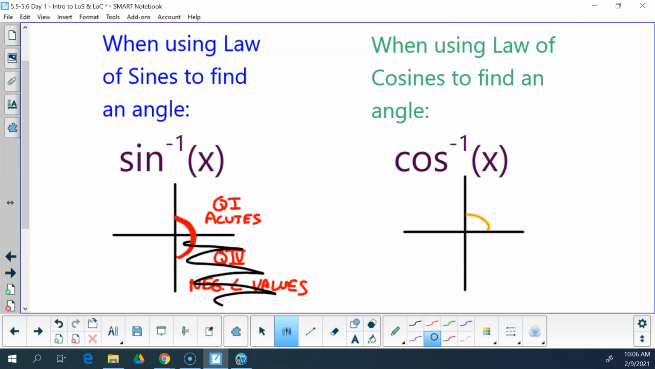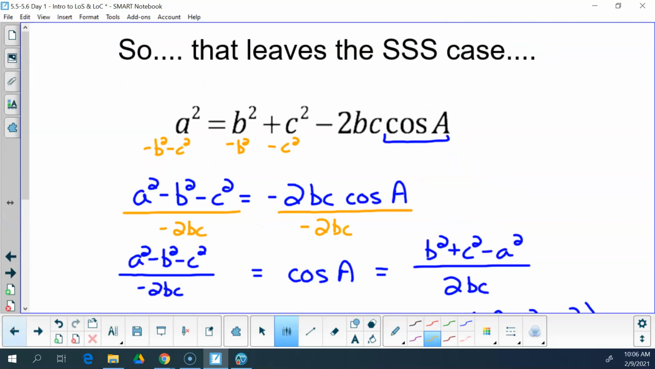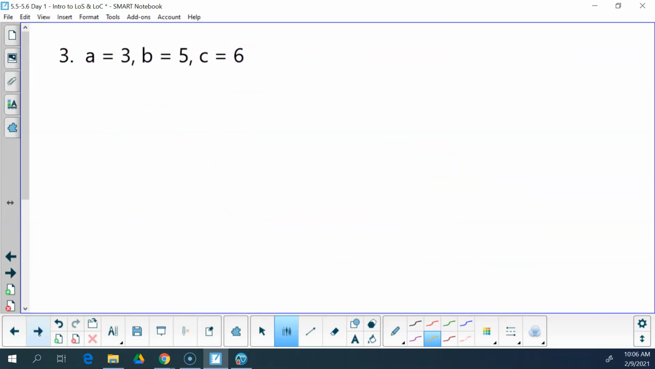Law of cosines, we were looking at quadrant 1 and quadrant 2 to find those. Both of those are positive, and so that's why we find the biggest one first, because it takes away finding the smaller one. Okay? So biggest when we're using the law of cosines, smallest when we're using the law of sines.